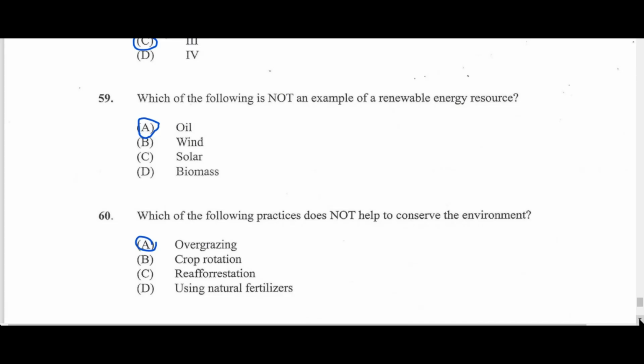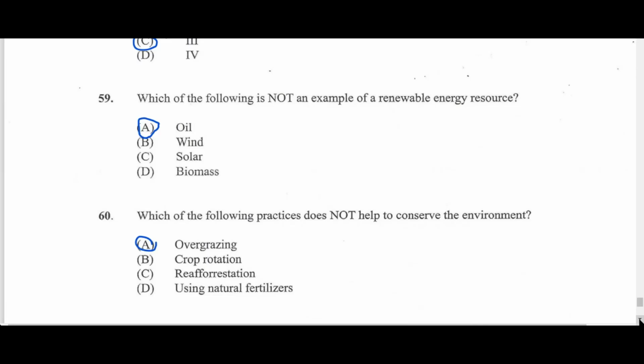59. Which of the following is not an example of renewable energy resource? Of course, oil is not a renewable energy. The more we use oil, it is depleted, and it just doesn't come back anytime soon. So oil is going to be our answer there.